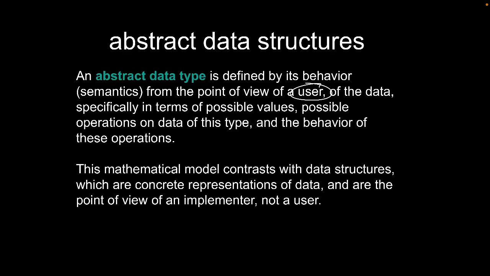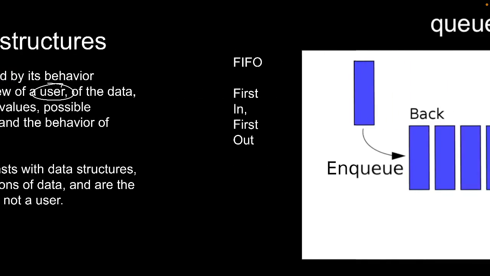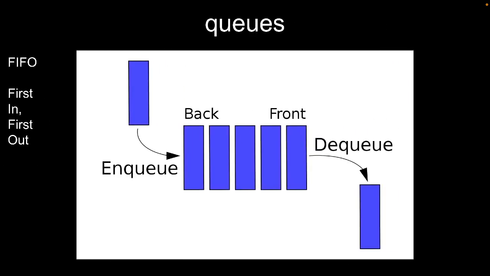So there are two big abstract data types. One is called a queue. The semantics of this one are enqueue and dequeue.